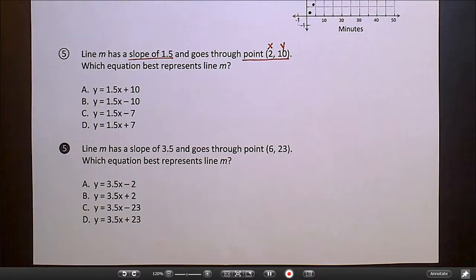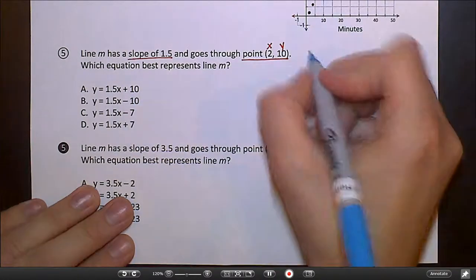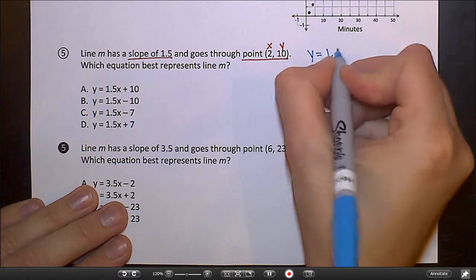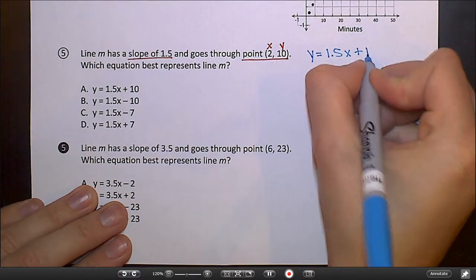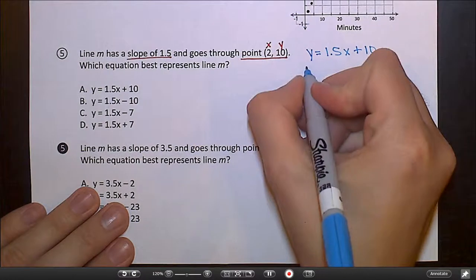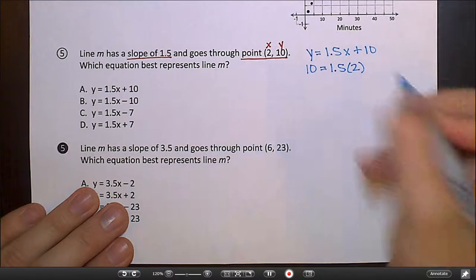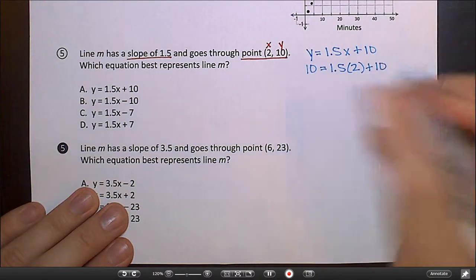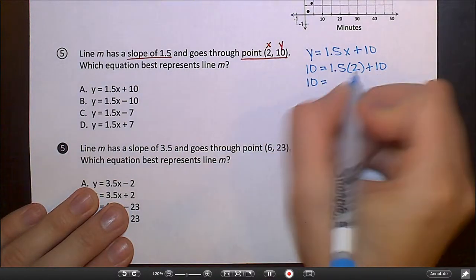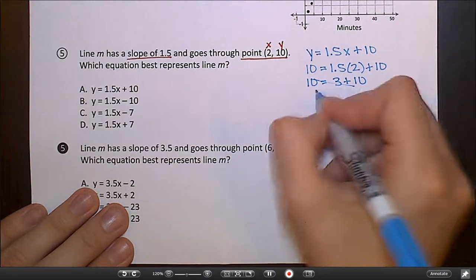So I'm going to start with this equation. So let's start by writing y equals 1.5x plus 10. And I'm going to plug in 10 for y. So let's do 10 equals 1.5 times 2 plus 10. And then 10 equals, let's see, 1.5 times 2 is 3. And 3 plus 10 is not 10.